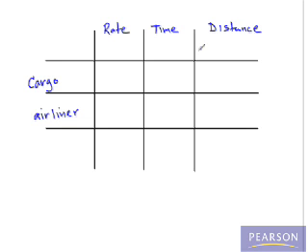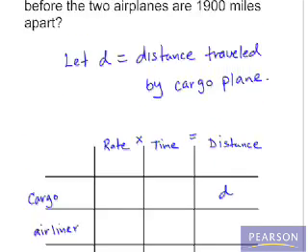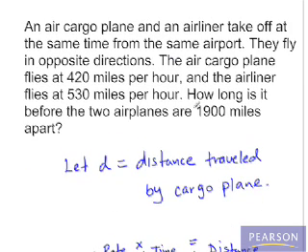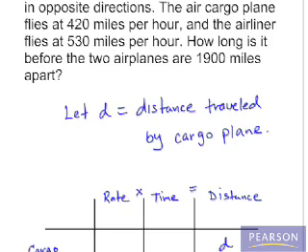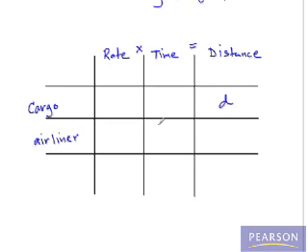And we know the relationship here is that rate times time is equal to distance. So we're going to let d be the distance traveled by the cargo plane, and we want to find out how long it takes until the two planes are 1900 miles apart from one another. So the combined distance must equal 1900. Therefore, the distance traveled by the airliner would be 1900 minus d. These two must add up to be 1900.